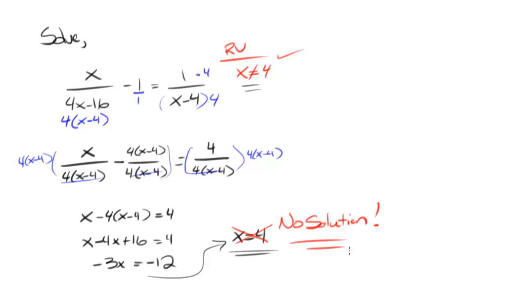So, in quick recap, you solve these by finding a common denominator and then solving the resulting equation. But you always need to make sure that none of your answers are restricted values of the original problem.